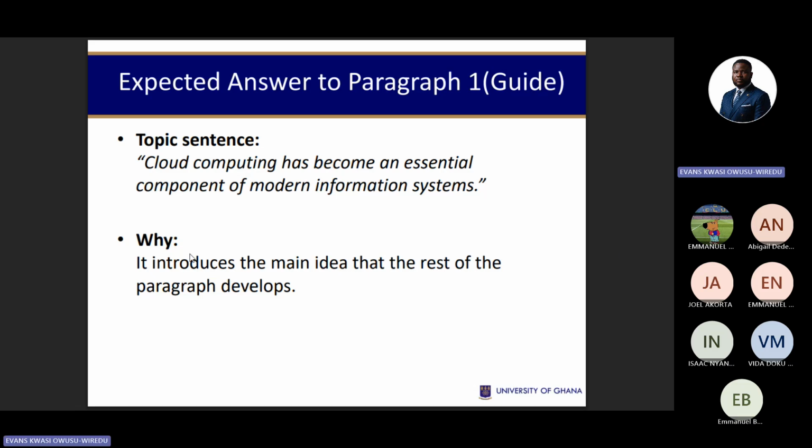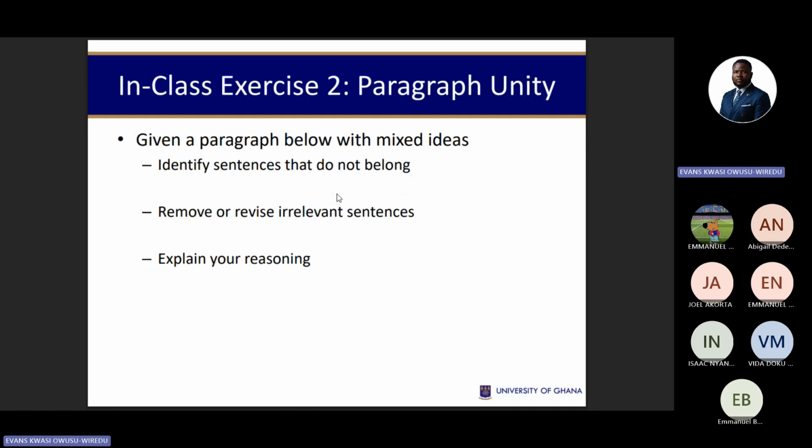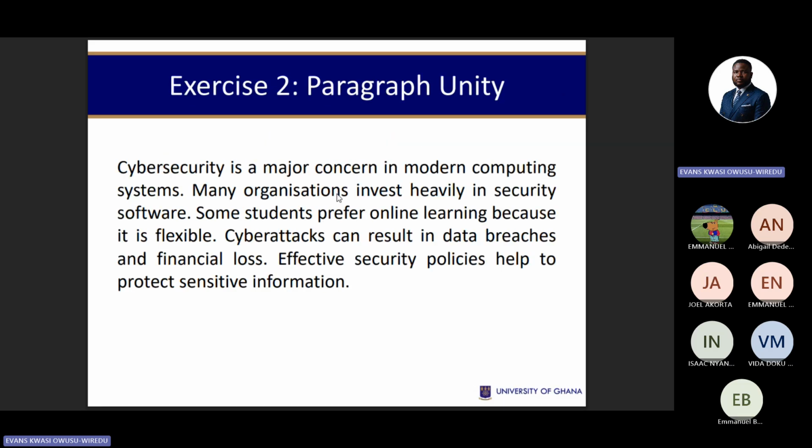Okay. All right. Yeah. So this is what I wanted you to know. The rest, I'm going to jump into the class exercise. Okay. So yeah, cybersecurity. So these are the topics.